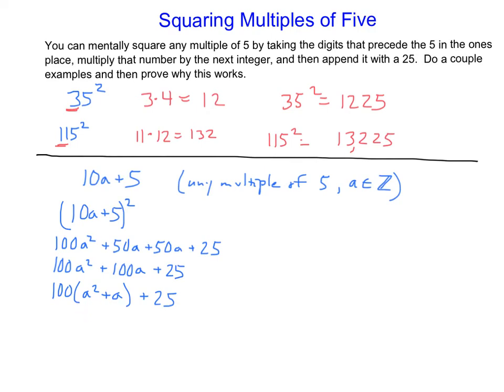Okay, and this we can factor apart too. And there we go. Multiplying here by 100, that leaves just enough space for the 25 at the end, and then we have that original number, our 3, times the next integer, which in here would be 4, here would be 12. So, pretty neat trick there.